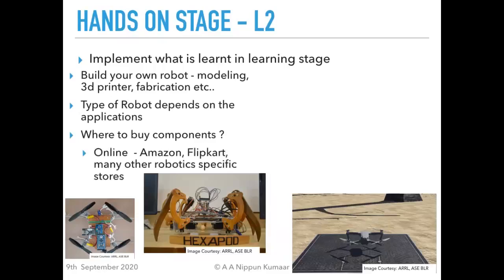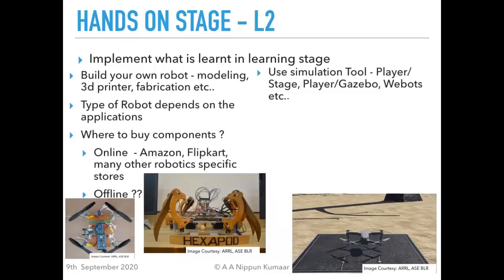You can buy on an online site and you can buy offline. Then comes the next stream. Either you go this way, wherein you are so passionate that you have to build your own bot and try to implement something. Or I'm passionate on the software side. I want to build algorithmically. I want to be stronger algorithmically.